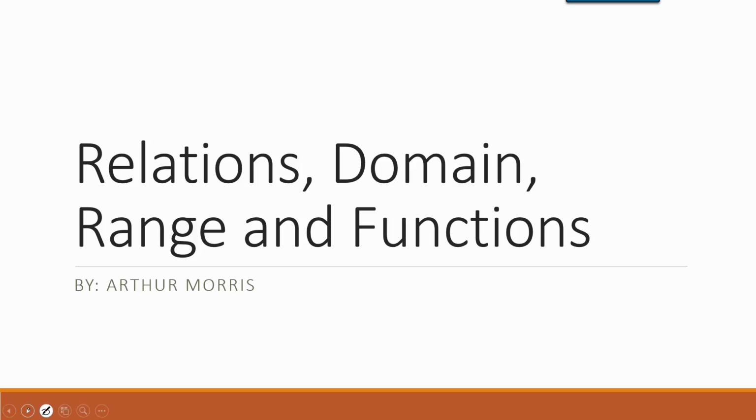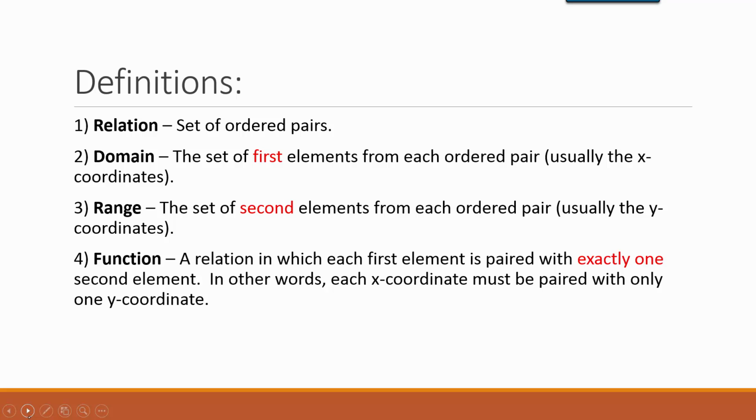Okay, so let's take a look at a few definitions. Relation, that's a set of ordered pairs. The domain is the set of first elements from each ordered pair, which is usually your x coordinates. The range is a set of second elements from each ordered pair, which is usually the y coordinates. A relation in which each first element is paired with exactly one second element is a function.